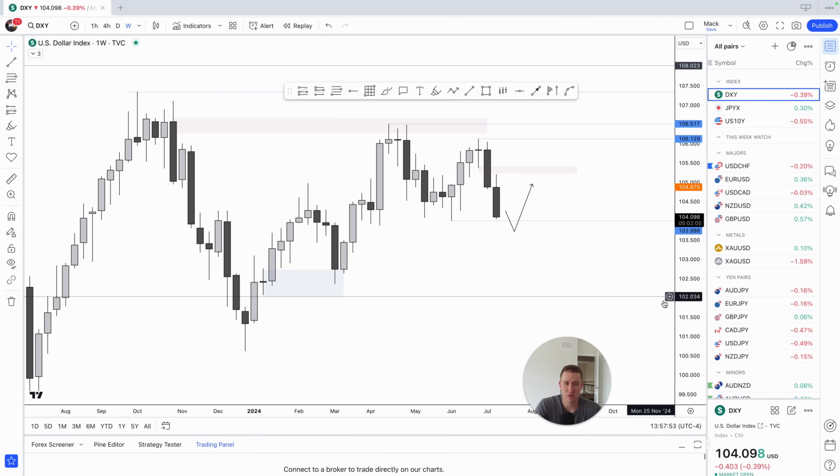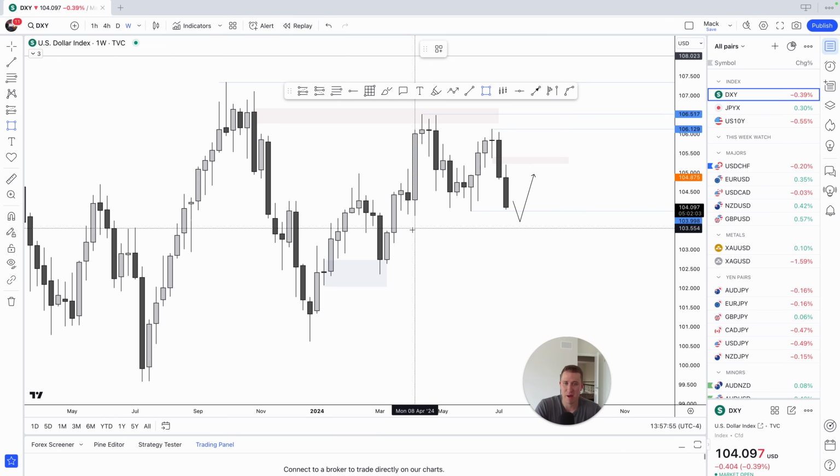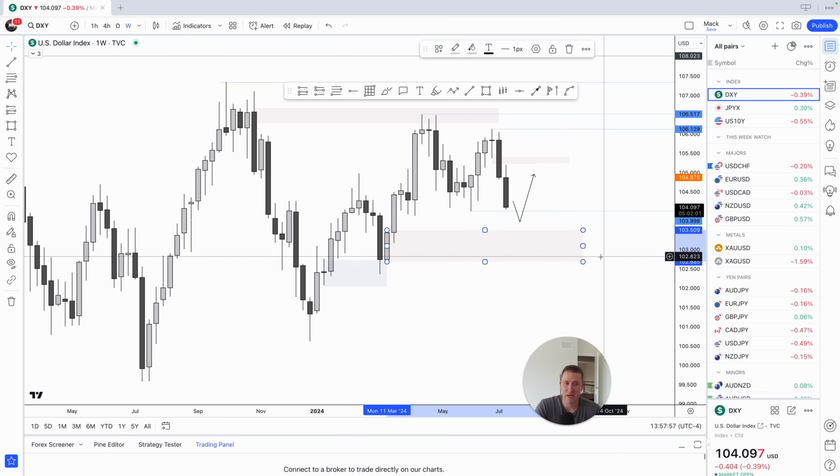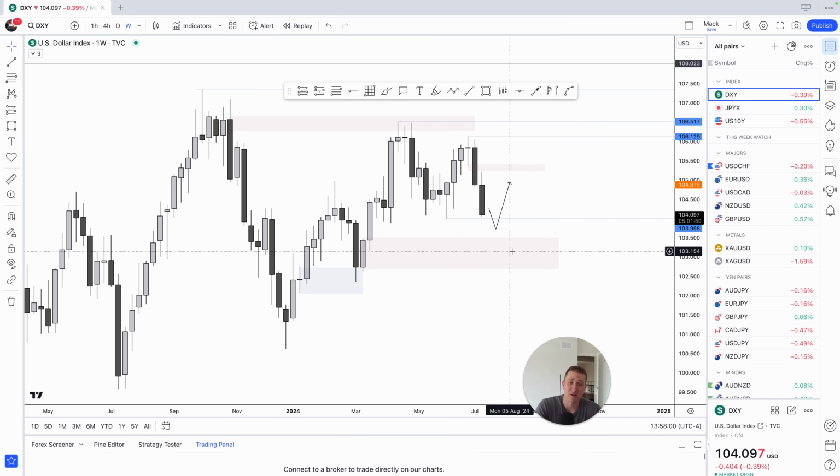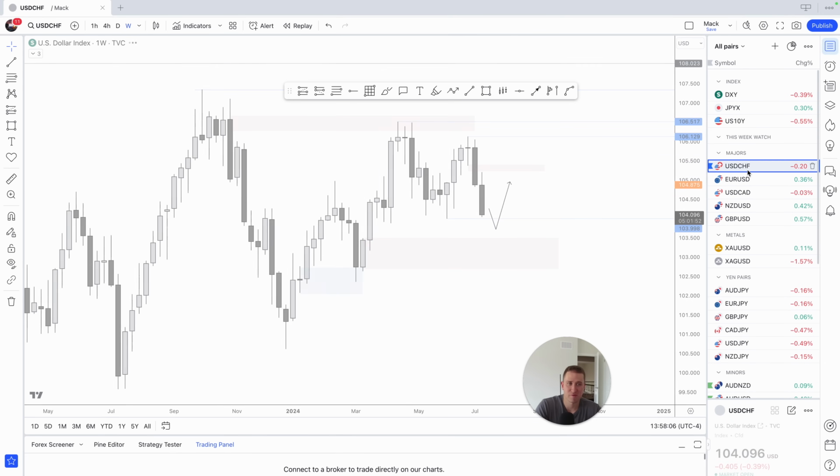Where do we think dollar is going to go? Well, we have this area of demand over here that has not been mitigated yet as a potential area that we could bounce from to spark that retracement, or it's going to be from right here. So now, without further ado, let's jump into the analysis for this week on these pairs.